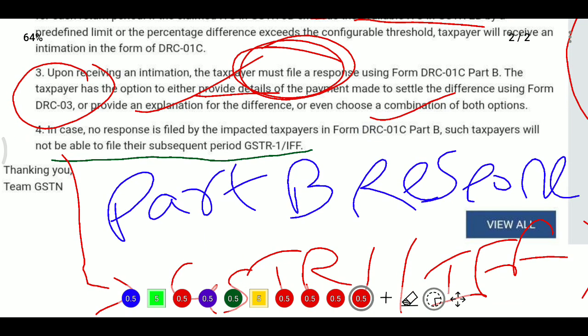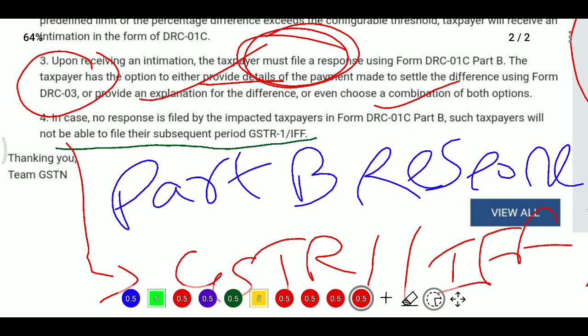And in case of no response, if you do not respond, then they will not allow you to file GSTR1 or IFF scheme for the next period. This is related to the DRC 01C form.